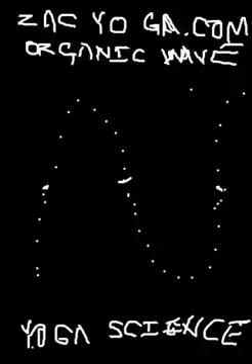This is Zach, and this is Yoga Science, and we're going to talk about the organic wave. And we're going to give the distinction, the different parts of the wave. The wave is all organic life, is made of this wave. And the wave is your human body.